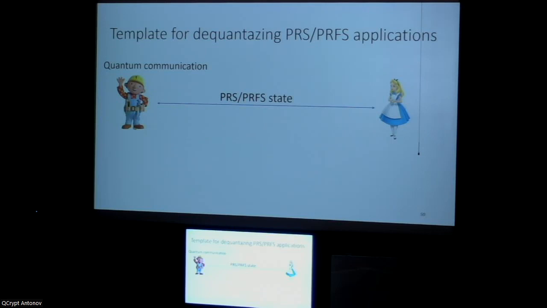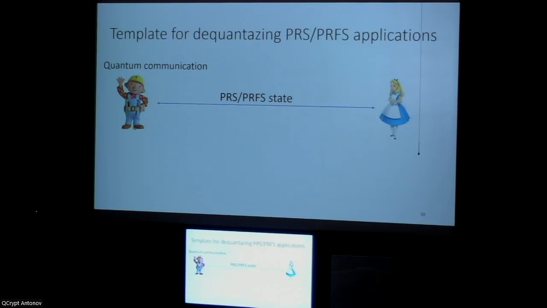Okay, so now I would like to spend the next couple of slides explaining how we get these applications, what is this template. It turns out that there's a nice technique which you can use to just make these things classical. Usually in all these applications, the source of quantum communication is that we have two parties, Alice and Bob, and they need to exchange some pseudo-random state or pseudo-random function-like state.